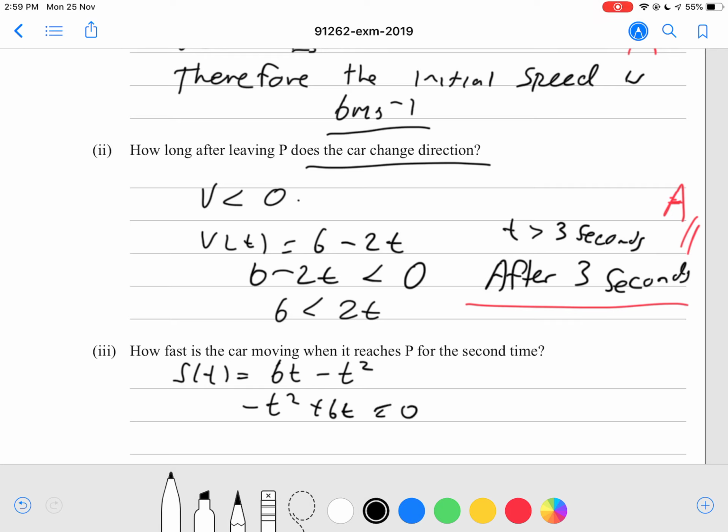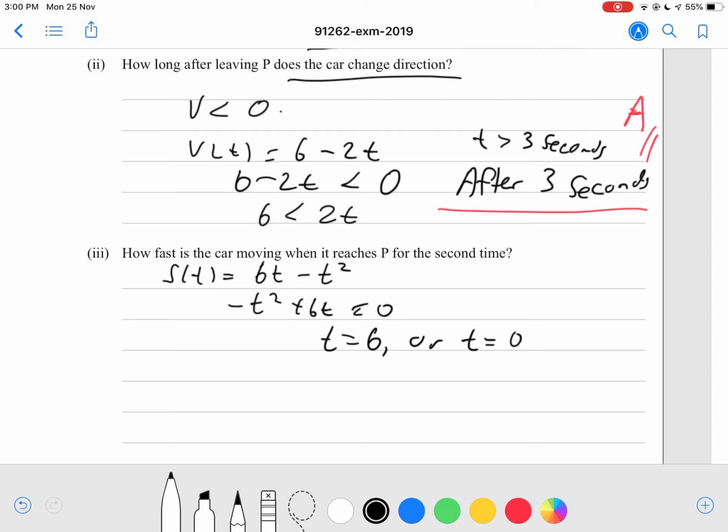So if we do calculator work here, we should get negative 1 and 6 and 0. So we have t equals 6 or t equals 0. Alright, so in this case, we have to use our thinking outside the box here, okay? So t equals 0, that's when the journey has started. And that means the car starts at P and begins moving away from P. And then after 3 seconds, we know it changed direction. So after it changed direction, it starts moving back towards P. And after 6 seconds, it reaches P for a second time.